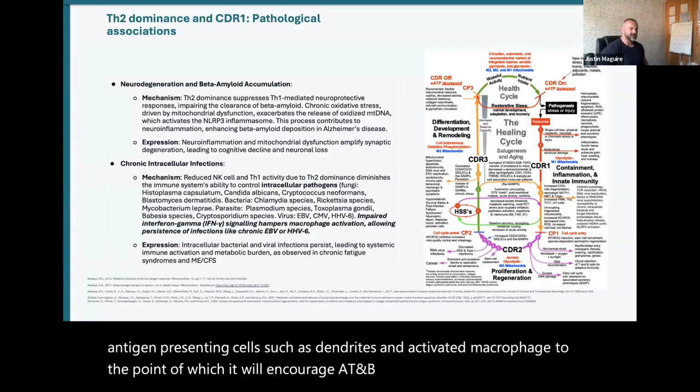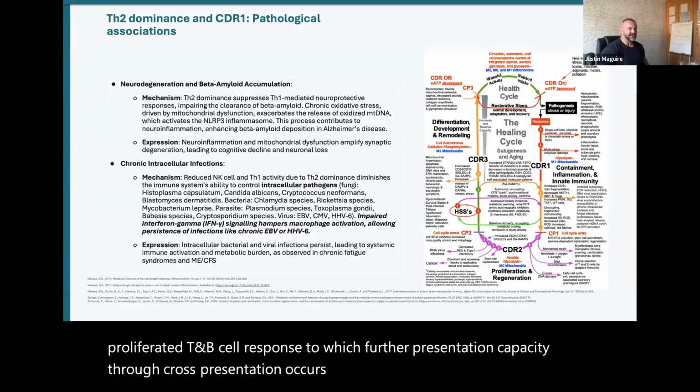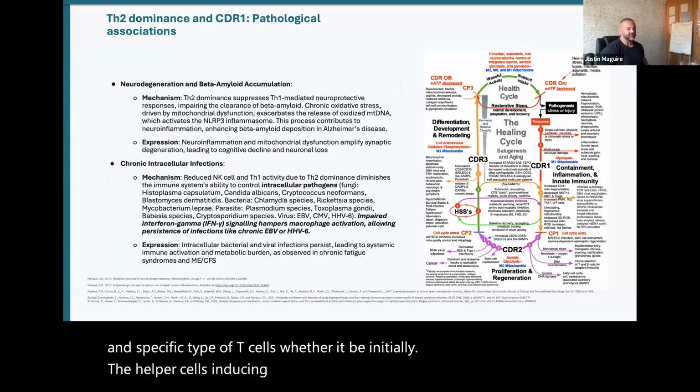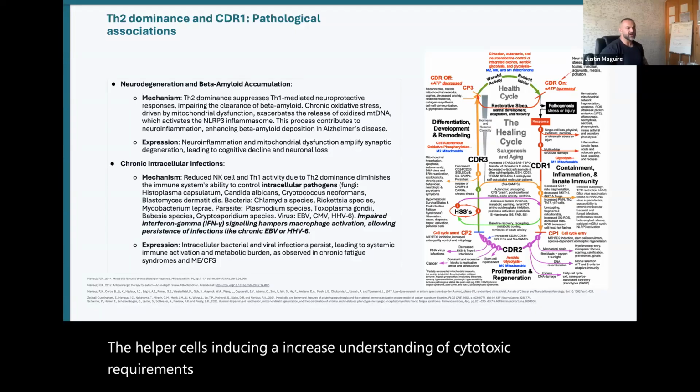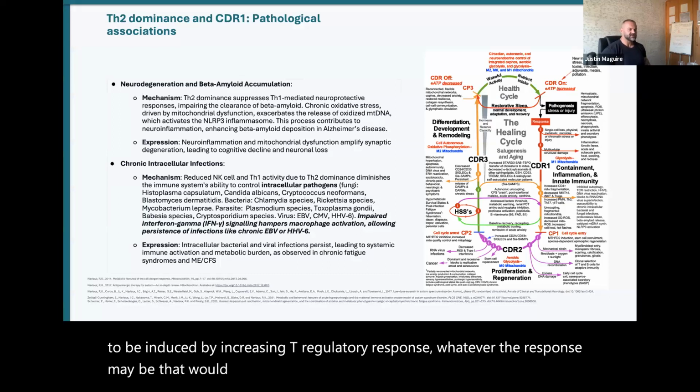At this point, it's a proliferated T and B cell response to which further presentation capacity through cross-presentation occurs, at which point more specific antibodies and specific types of T cells arise, whether it be initially T helper cells inducing an increased understanding of cytotoxic requirements, or potentially an increased understanding of tolerance that ought to be induced by increasing T regulatory response. Whatever the response may be, that would lead into our cell danger 3, which is more targeted.